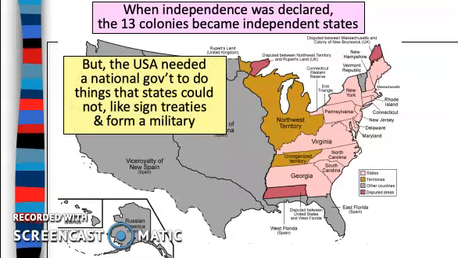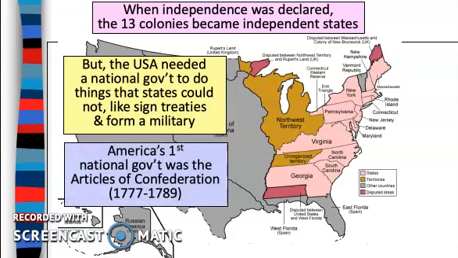However, the 13 independent states really needed some sort of national framework. For instance, they needed to be able to sign treaties, and right after we declare independence, we're of course looking right at France to try and get that treaty signed. And we also needed to be able to form and fund a military, especially to be able to fight against England during the American Revolution. To do this, we create our first government, and that's called the Articles of Confederation.